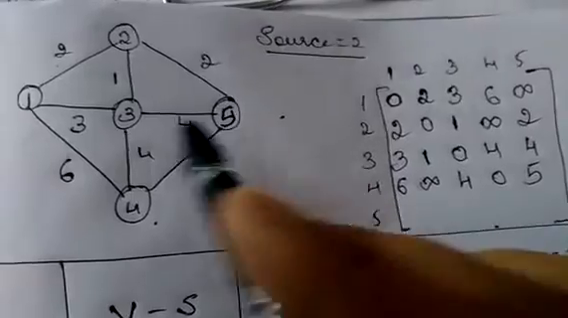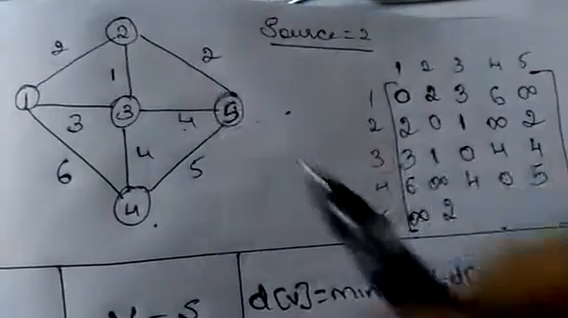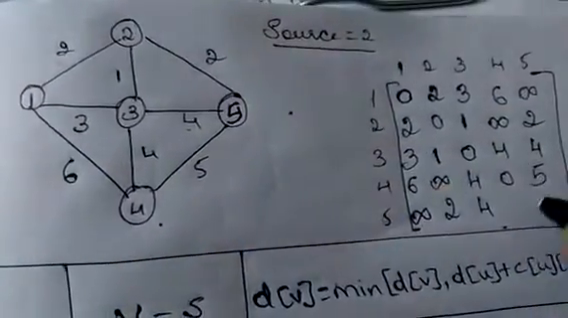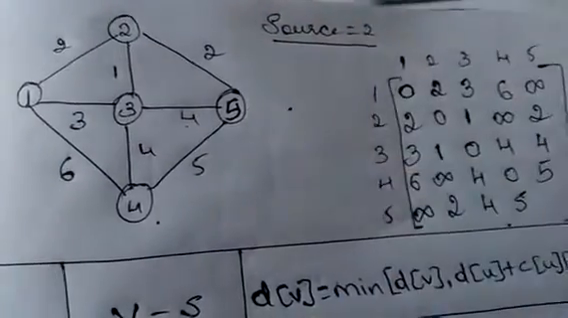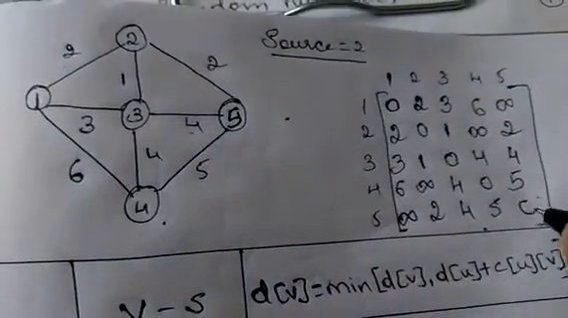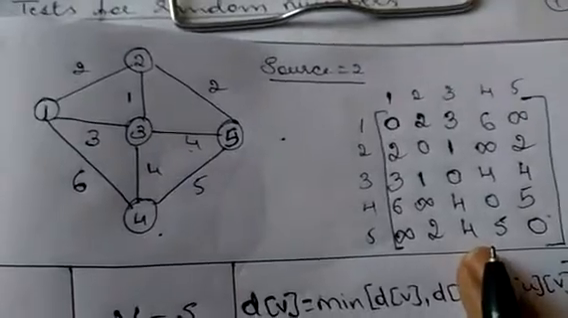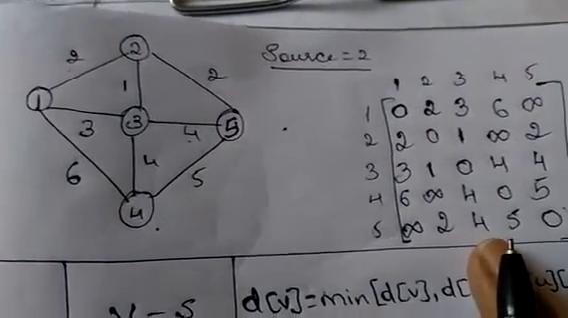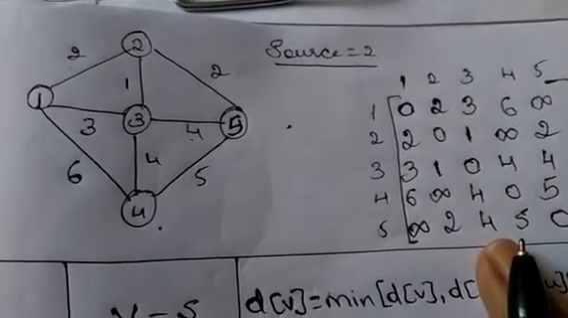Then from 5 to 1, no direct path, it is infinity. 5 to 2, it is 2. 5 to 3, it is 4. 5 to 4, it is 5. 5 to 5, it is 0. This is the adjacency matrix. This one you have to give as an input for your program if you are executing this.